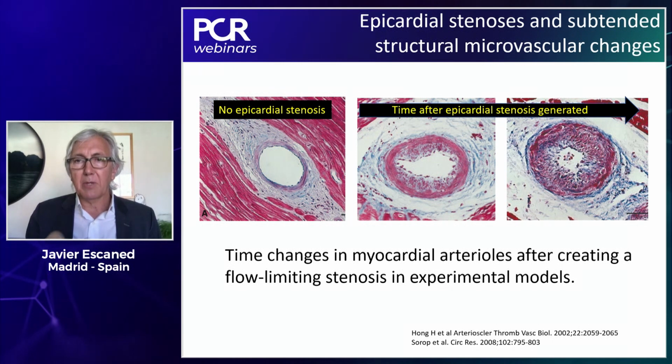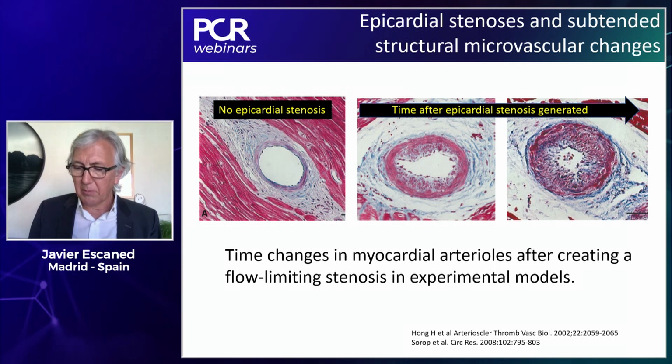And these pictures are coming from an experimental model of swine where an epicardial stenosis was generated, and you can see how over time in this particular model you have an increase in remodeling of the arterioles subtended to that particular stenosis, and how this thickening of arterioles mimics very much what we see in many patients who have INOCA. Actually, the reactivity of the smooth muscle cells of these arterioles was also abnormal, very much as this has been demonstrated in patients with INOCA.